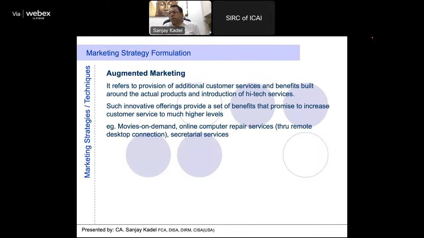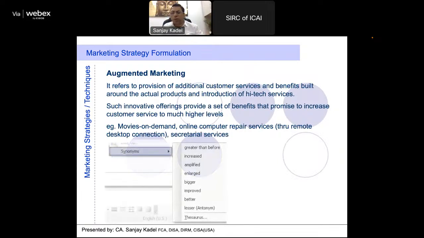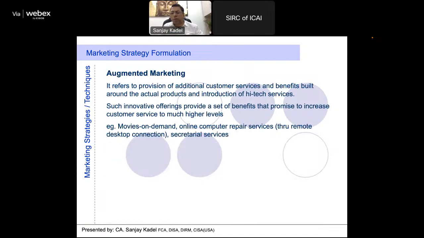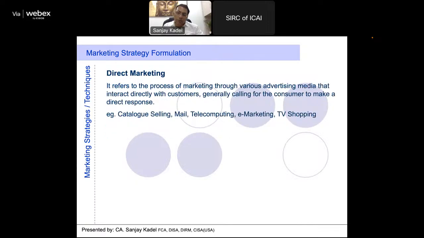Augmented marketing. The word augmented means something enhanced, something better, something increased. So if you are offering some advanced technology along with the existing service, then it is augmented marketing. Direct marketing. Direct marketing means marketing in which the customer is able to make a direct response. Generally in marketing, the customer may not be able to make a direct response. He takes his own time and then makes a response towards that particular product or service, to buy or not buy. But in this strategy, the customer is able to make a direct response. For example, in your Facebook or in your social feeds, some advertisement comes, you are able to click it and buy something. These are direct marketing.